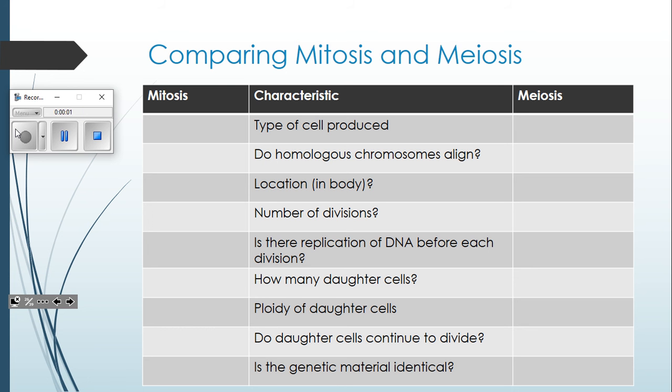Right, folks, we are going to go over this table so that if you still had questions, you can have them answered. The first thing that we're talking about is which type of cell is produced. If you would like to tell me what you put there, please raise your hand.